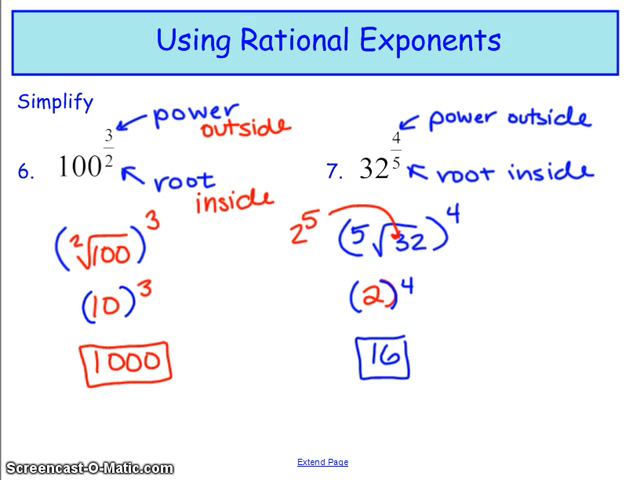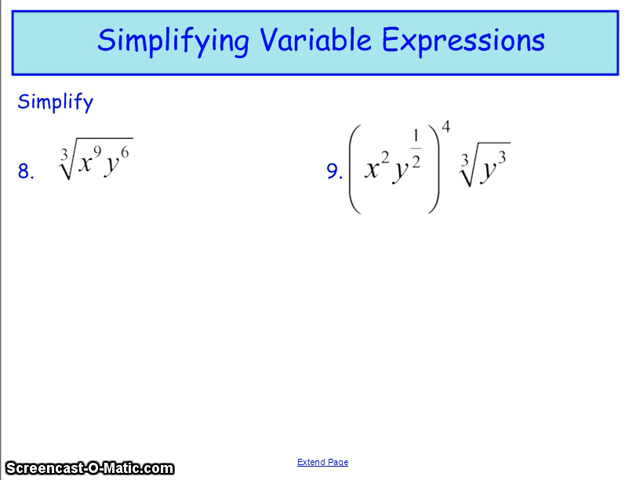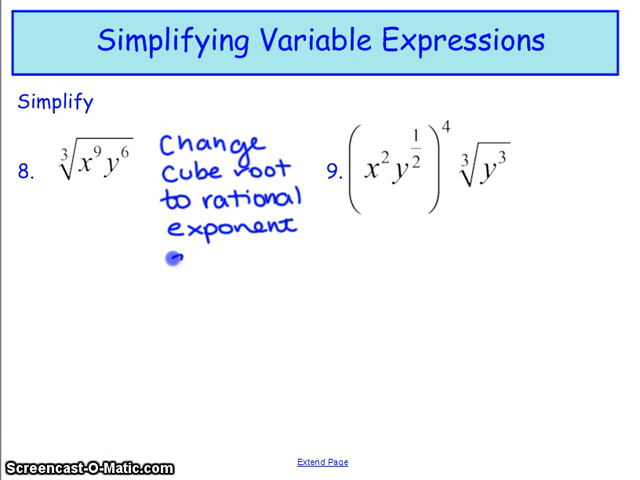The last thing we're going to do is use rational exponents to simplify expressions with variables in them. So in number 8, we have the cube root of x to the 9th, y to the 6th. And to simplify that, what we're going to do is to change the cube root or the third root into a rational exponent. So you need to remember that cube root equals the 1/3 power.